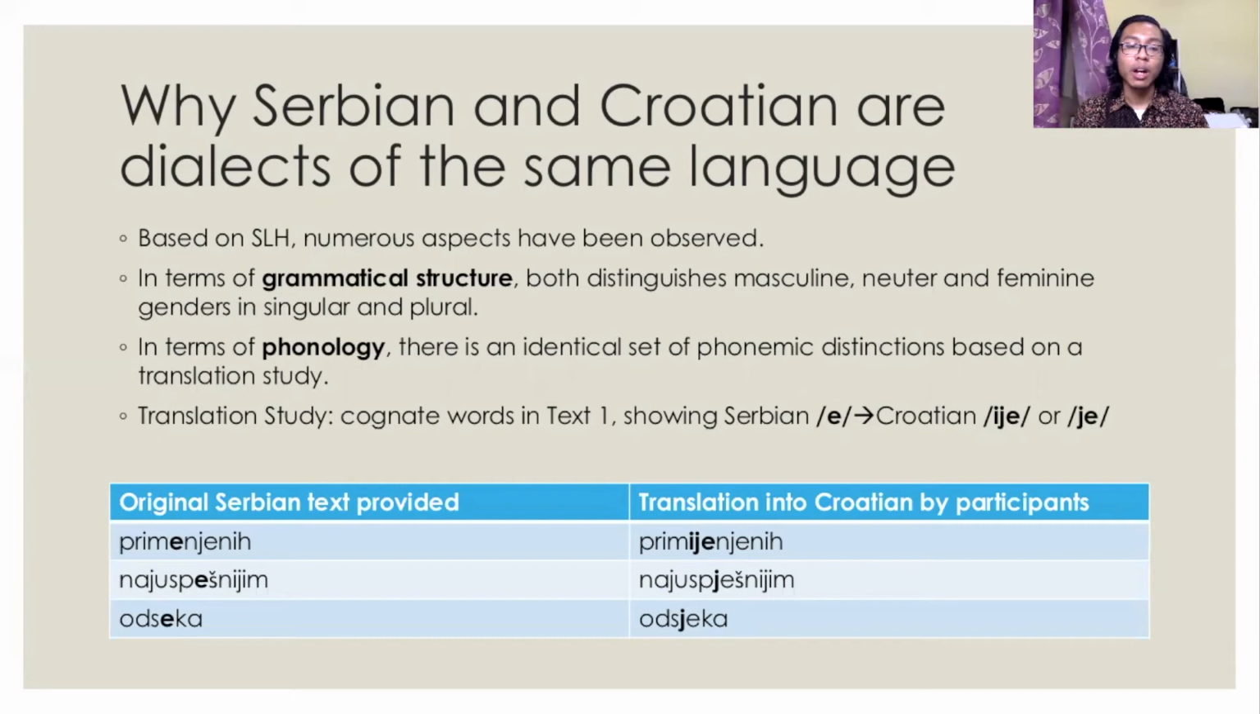For example, the participants of the study were required to translate some Serbian words into Croatian, and what was interestingly found is that they tend to translate Serbian words that have the phonemic component E into IE or IJE. For example, the last word over there, Oseka, is translated into Oseka in Croatian. And the other examples given also indicate the same pattern, thus giving the indication that Croatian and Serbian are in fact dialects of the same grand language.